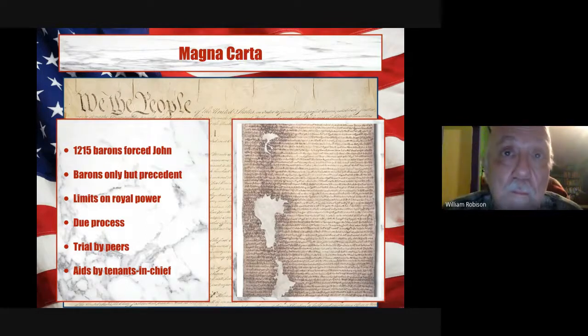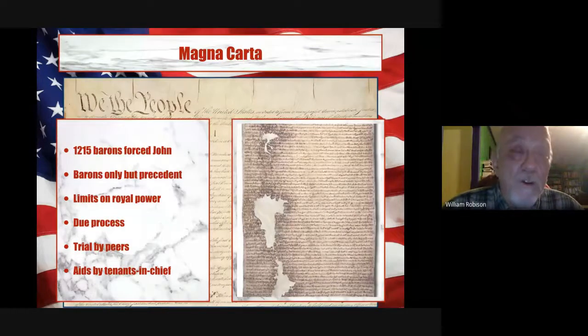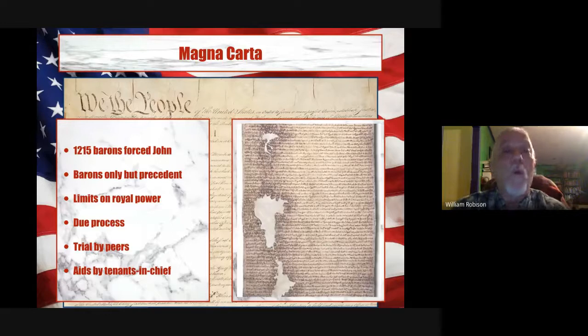Now, let me put that in plainer English for you. Under the system of feudalism, there were certain occasions where the king's vassals, those who owed him homage and fealty, were required to give him money. And basically, kings had used that as a form of taxation. King John had abused it. And what Magna Carta says is that in the future, if the king wants money, he has to get the approval of his tenants in chief.